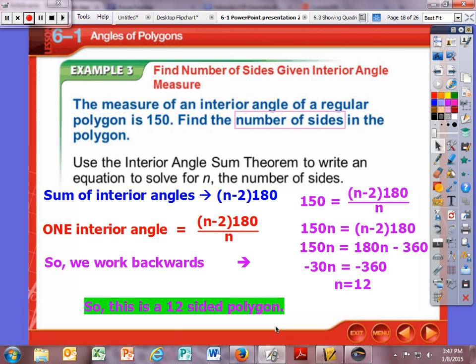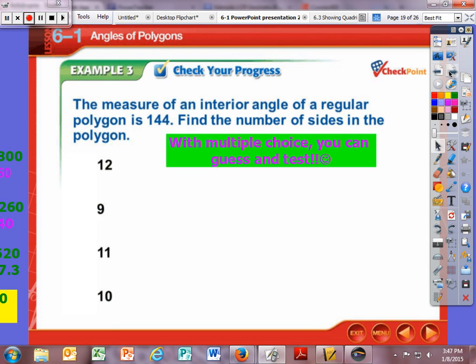So this is a little bit more work than what we're used to. Anytime you're finding the number of sides, be prepared to do a little bit more work. All right, pause the video, give this one a shot. Notice you're using multiple choice here, so you can kind of guess and test.